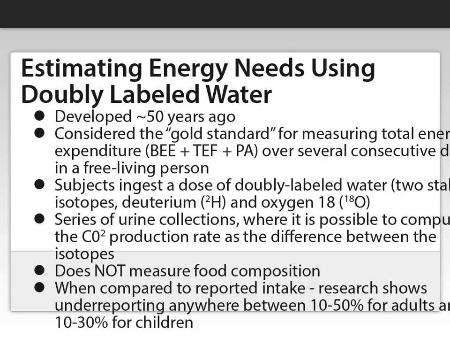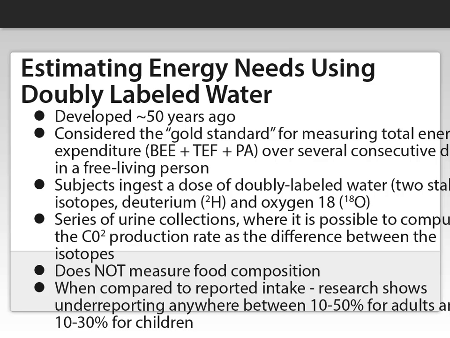Doubly labeled water is another technique used to estimate energy needs, and it's still considered the gold standard. It was actually developed about 50 years ago, and about 30 years ago became much more popular in research settings. It does measure total expenditure over several consecutive days in a free living person. So instead of having them sit under an indirect calorimetry hood, this is measuring them when they're in their daily life.